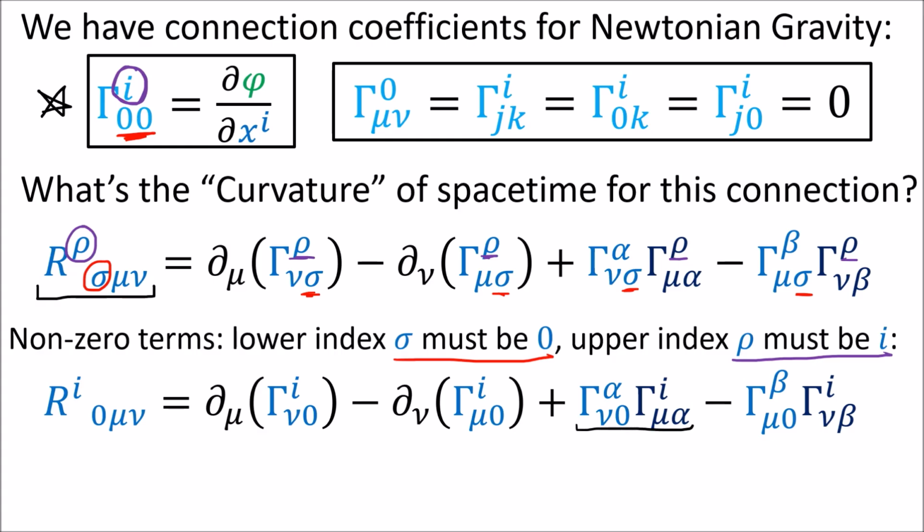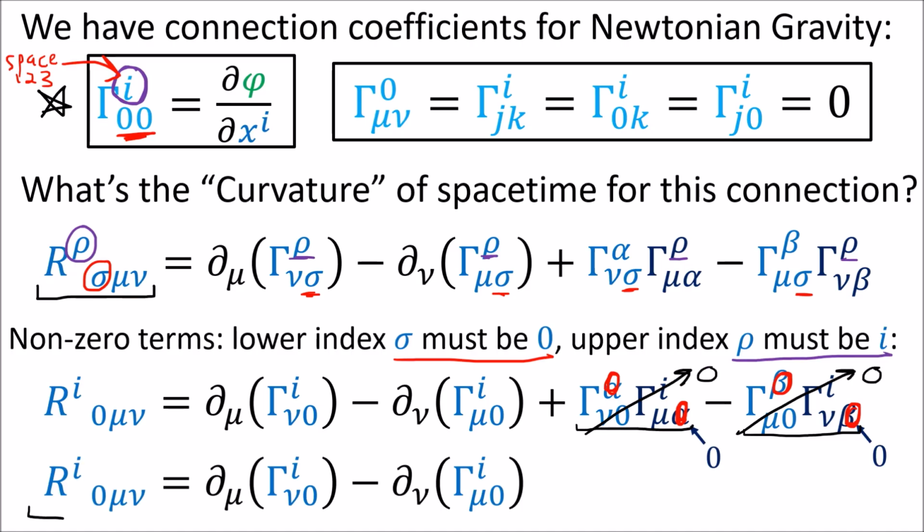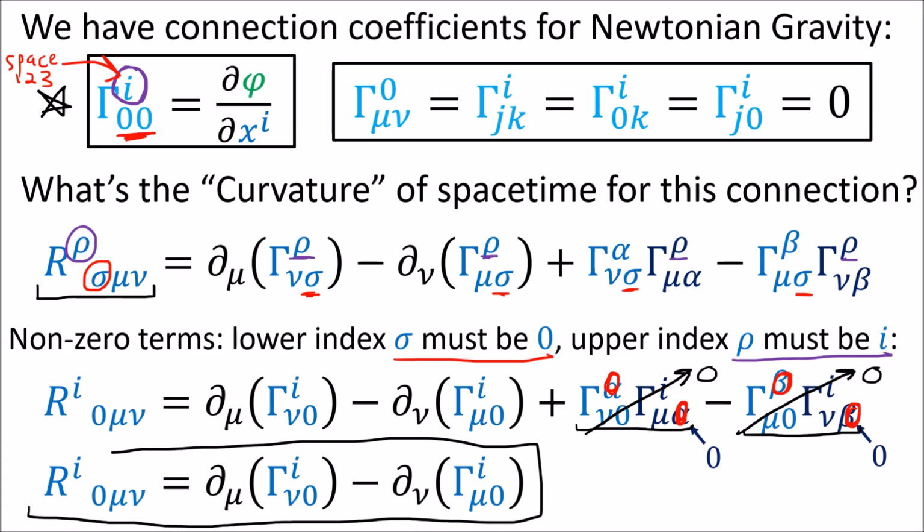Now, in these rightmost terms, alpha and beta are summation indices, so they appear on the top and the bottom. And since they appear on the bottom, they must be the 0 index if the coefficients are to be non-zero. But this requires that the matching upper indices are also 0. But as we know, this means that the coefficient values go to 0, since the upper index must be a spatial index for non-zero components. So these rightmost coefficients go to 0. And so this is the simplified formula for the non-zero Riemann tensor components.